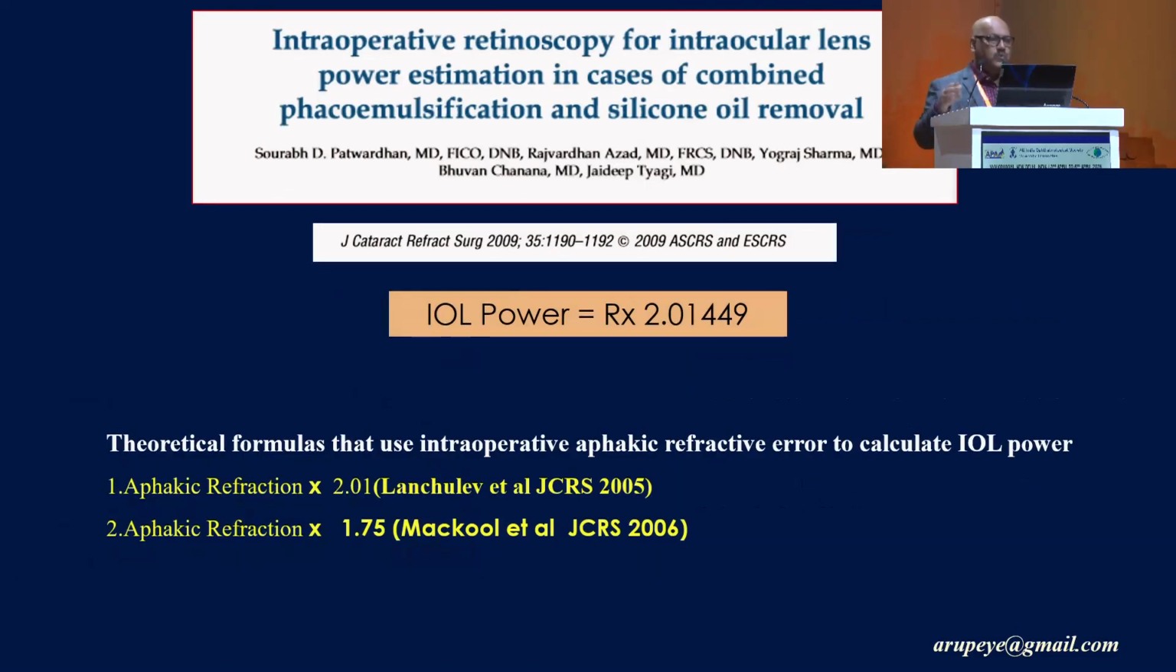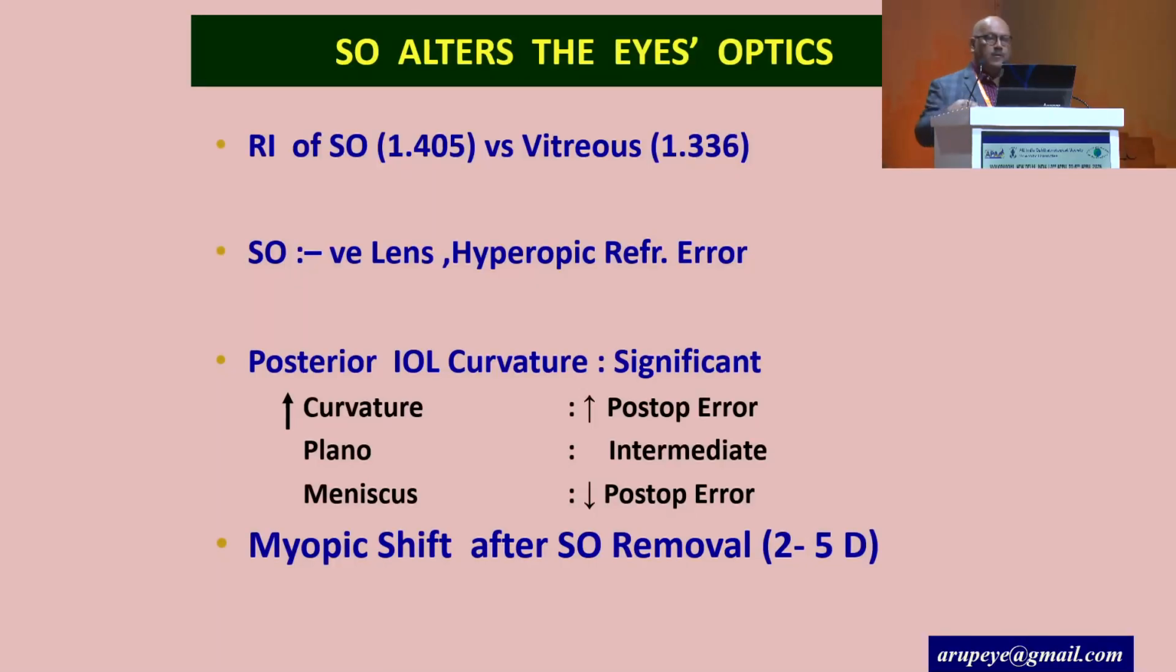The second option would be, after the cataract surgery, to perform an intraoperative retinoscopy, and then use these formulas to calculate the intraocular lens power that is to be used for these patients. Now, the next thing is how do we select the IOL power?